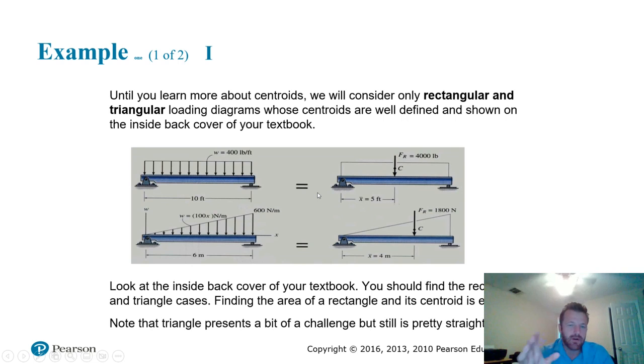And for now, this is just something that we're going to look up. And if you look it up, what you will find is that for a uniform distribution like this, or a rectangle, the centroid is just half of the width. So that's why they're placing this at 5 feet.